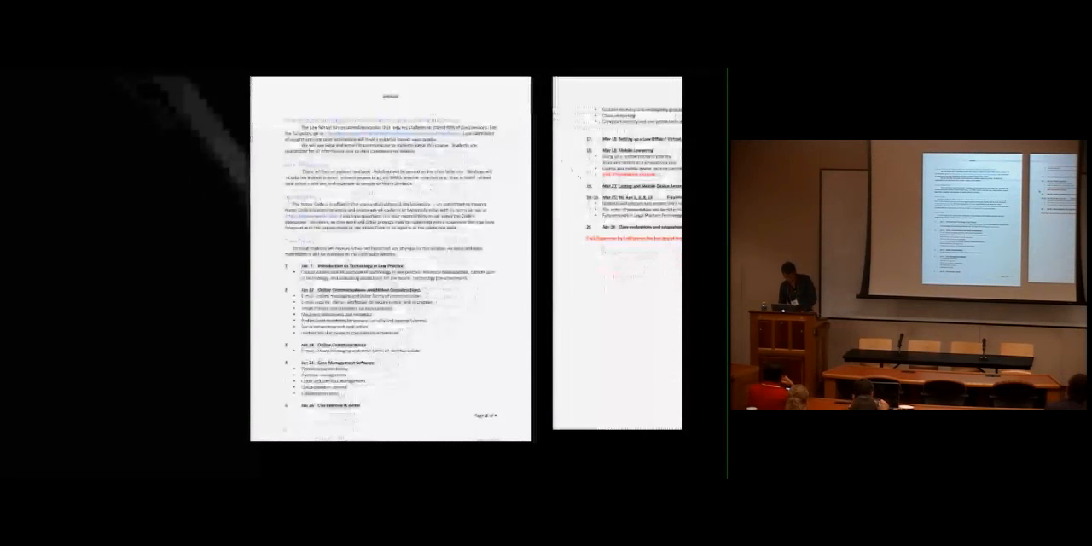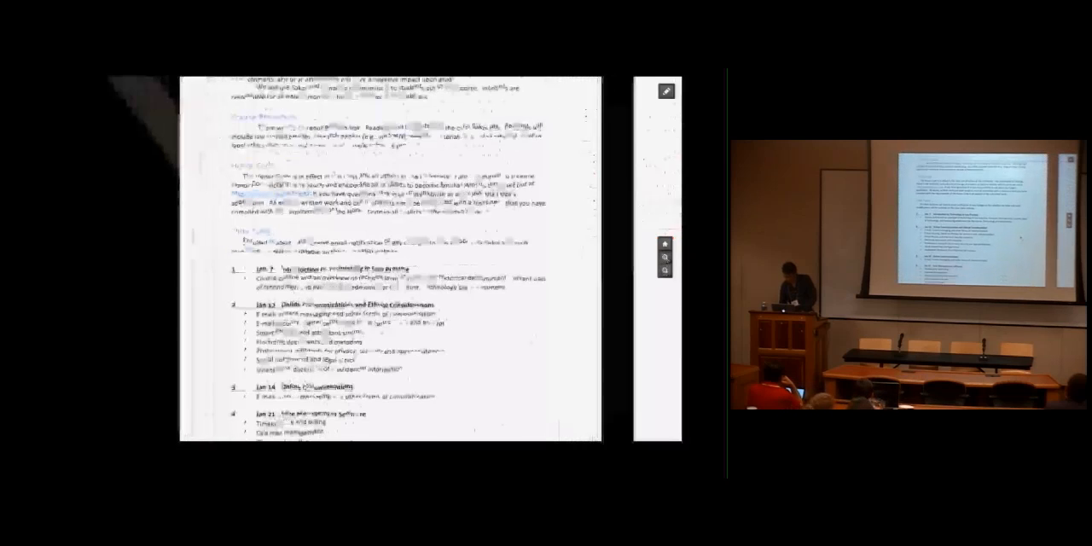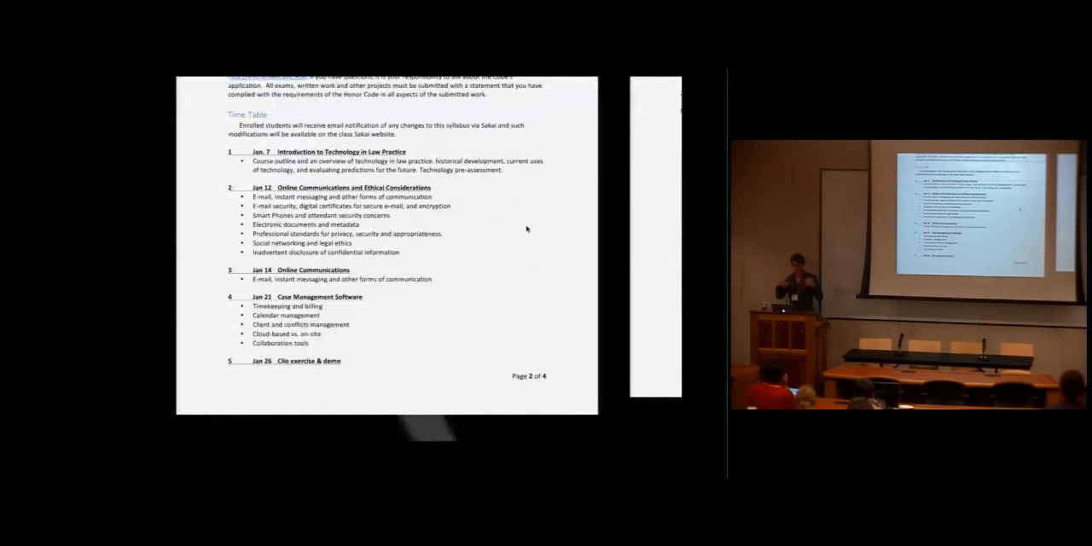So again, let me blow this up a little bit. Here's how we broke it down. Starting in early January, we did a 20,000 foot overview, a little bit of history of technology and law, and we did have them do a technology pre-assessment. It wasn't quite as formal as the Casey Flaherty Tech Audit or the Tutor Pro, some of the other tools that have gotten mentioned today, but it was helpful to us.